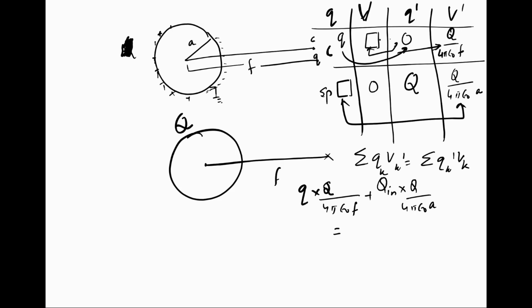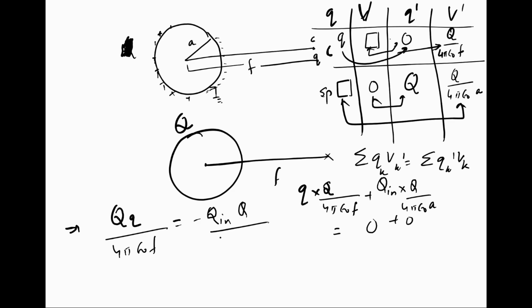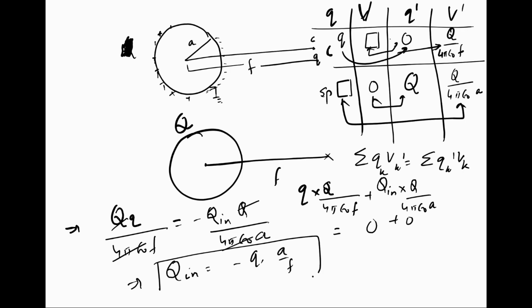So this into 0 will give me 0. Similarly this into this will give me 0. So it implies Q by 4 pi epsilon naught F is equal to minus Q induced Q over 4 pi epsilon naught A. So this will get cancelled out, this will get cancelled out. It implies Q induced is equal to minus Q A by F. So this is the equivalent induced charge on the conducting sphere.